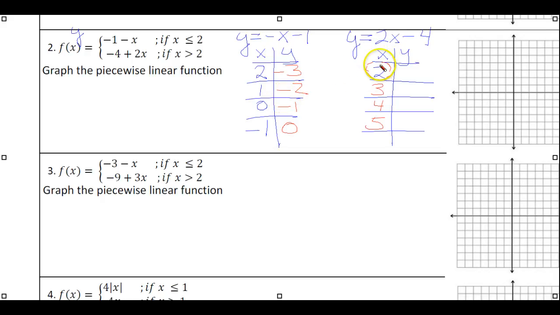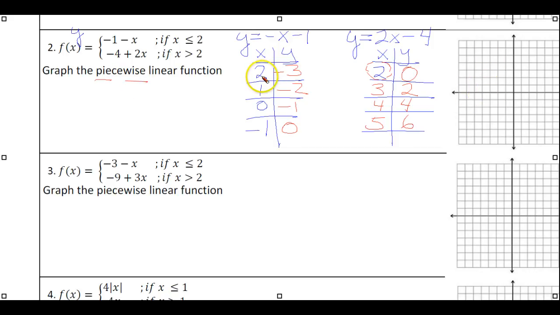And then here, 2 times 2 is 4, minus 4 is 0. 2 times 3 is 6, minus 4 is 2. 2 times 4 is 8, minus 4 is 4. 2 times 5 is 10, minus 4 is 6. So now we're going to take the pieces of our piecewise function and plot it on our graph.